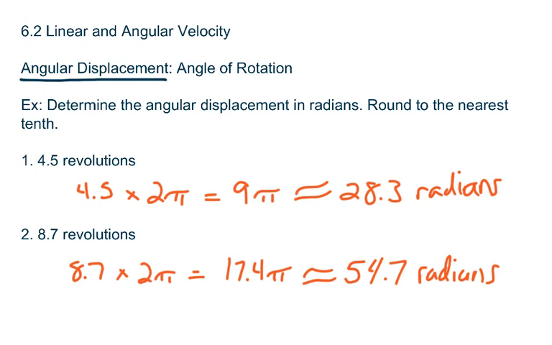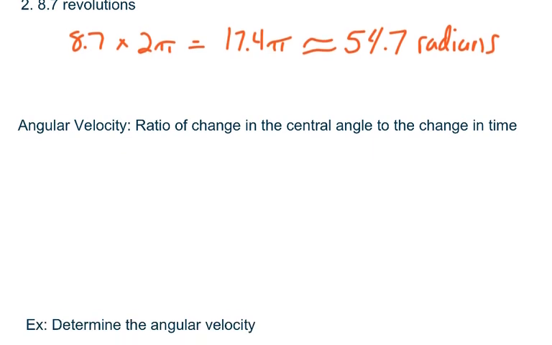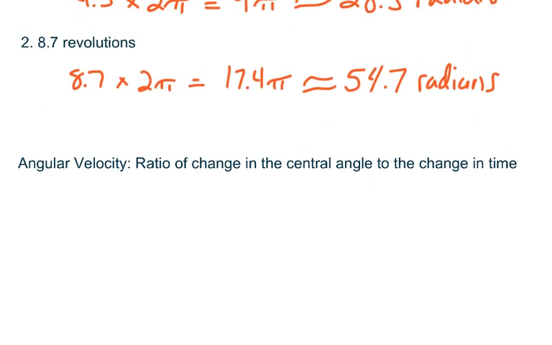How many degrees, and it wouldn't be degrees, what's the angle of rotation in a certain number of revolutions? Building on that is the idea of angular velocity, and that's the next vocabulary term, angular velocity. It's a ratio of the change in the central angle to the change in time. Usually we're talking seconds, but it could be hours, days, minutes, or weeks. Usually it's going to be seconds. So, the ratio of the change in the central angle to the change in time.